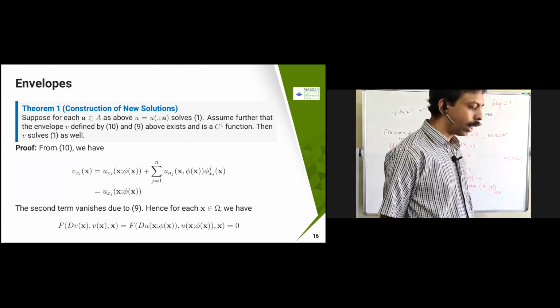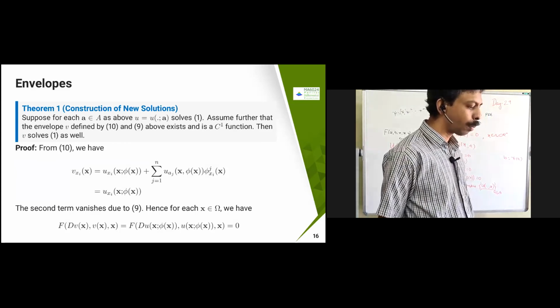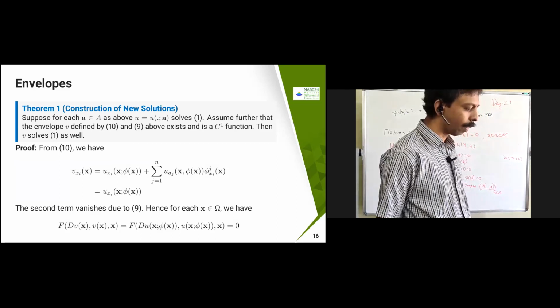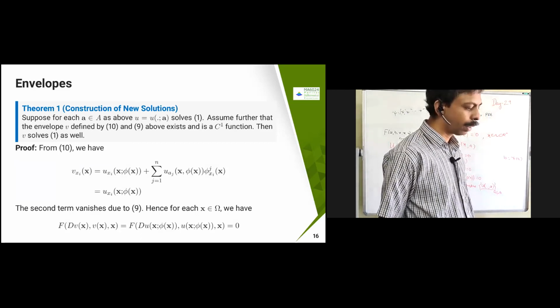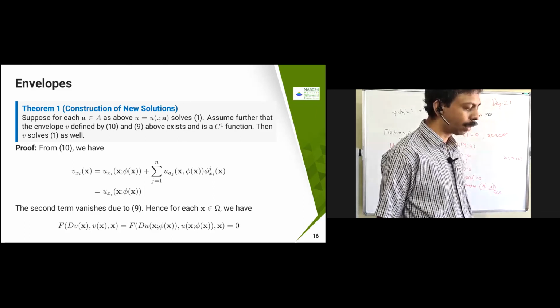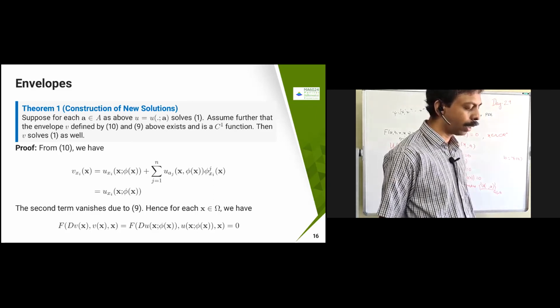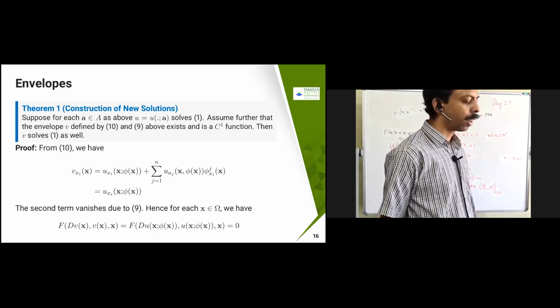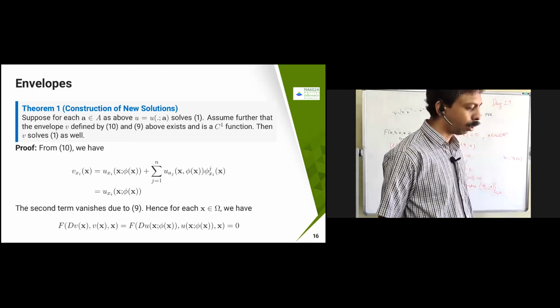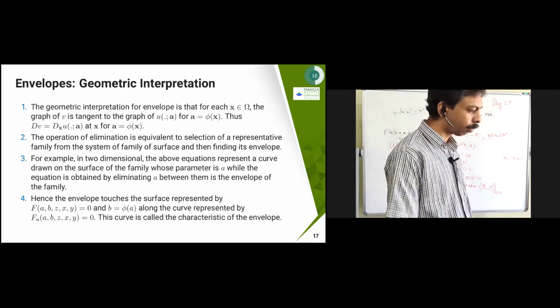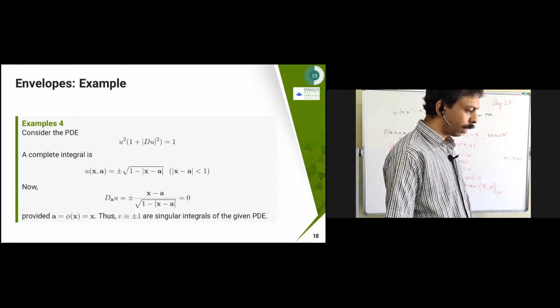Therefore, what we are going to get is f of Dv of x, comma v of x, comma x. Wherever I have the u, I am just replacing it with the v. I can just replace it, and that is going to be the g. That's all. Okay, that's a simple proof. So with this I will stop.